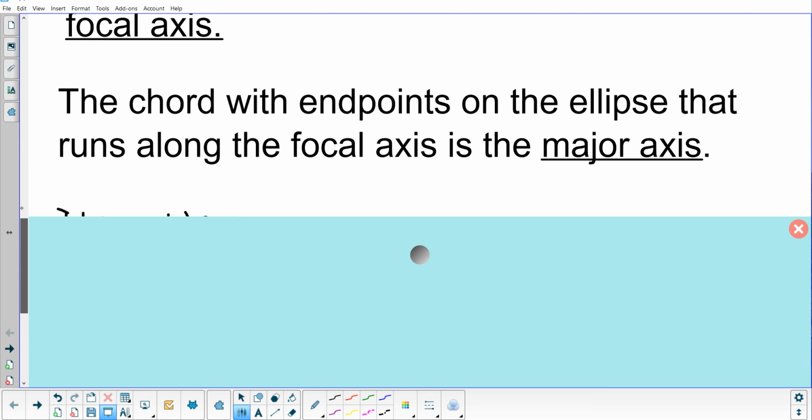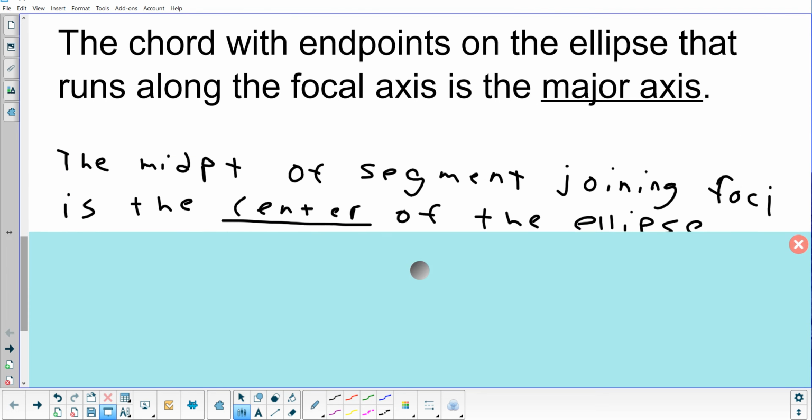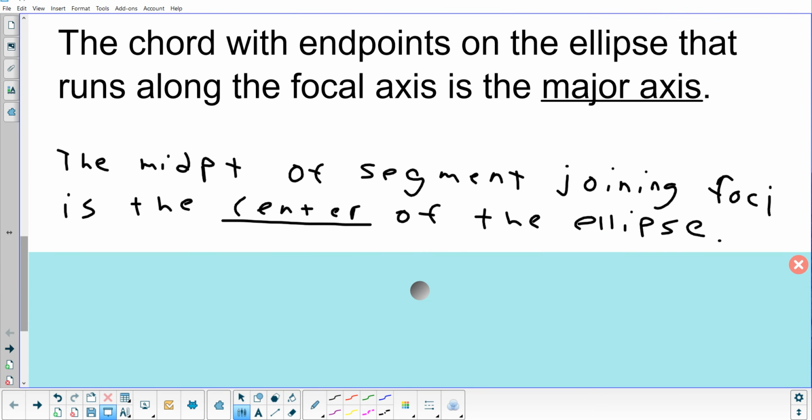Now, there's a couple ways you can word this. If you find the midpoint of the foci, or you find the midpoint of the major axis, however you want to word it, you get this point right here. That's the center. That's called the center of the ellipse. And I worded it as the midpoint of the segment that joins the foci. But it's also the midpoint of the major axis. Right? That's called the center.